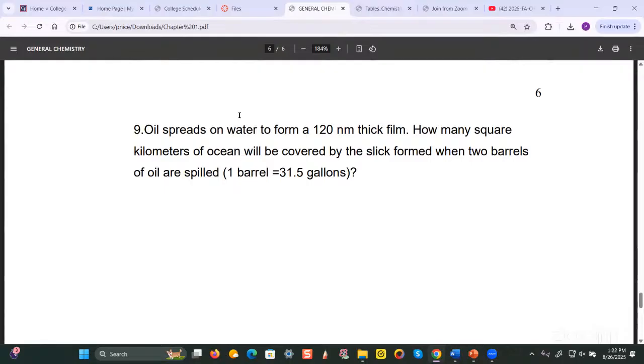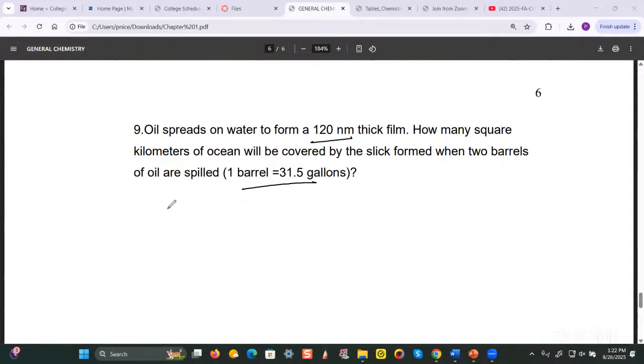All right, so let's use our imagination to create a picture of what we have here. Basically, you have the oil spreading, so there will be an area of oil on the ocean that you're trying to calculate. It tells you that the thickness is 120 nanometers and the volume would be 2 barrels, and each barrel is equal to 31.5 gallons.